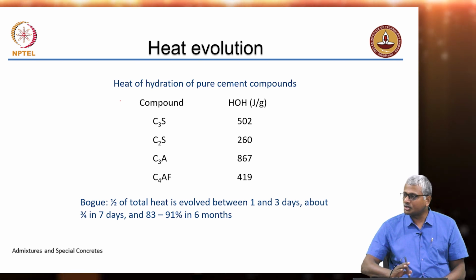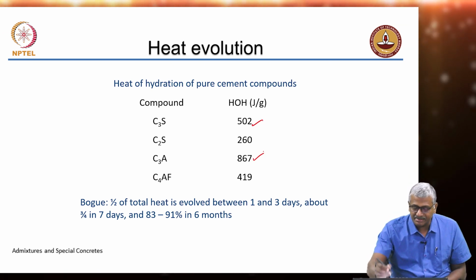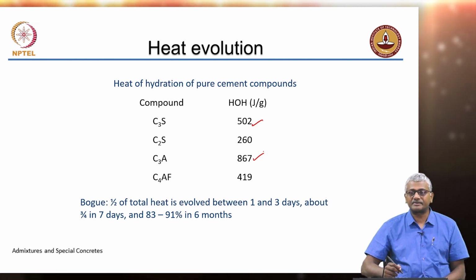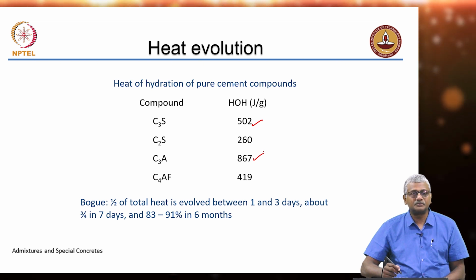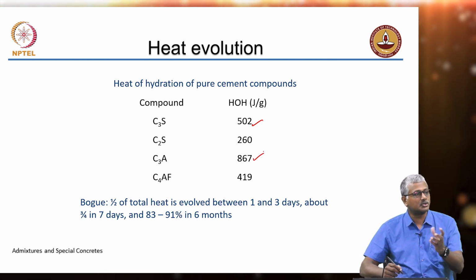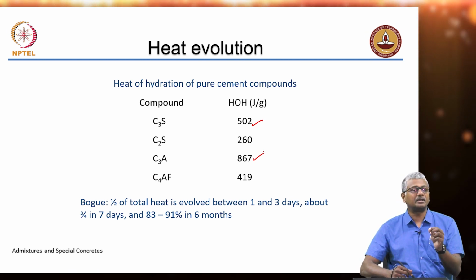Now, each compound has a different rate of heat evolution. As you can clearly see, your C3S and C3A evolve maximum heat. So, this heat is represented in joules per gram, okay, but this is the total heat evolution from reacting 1 gram of this material.